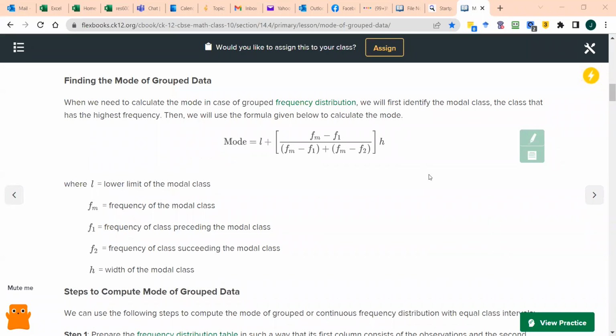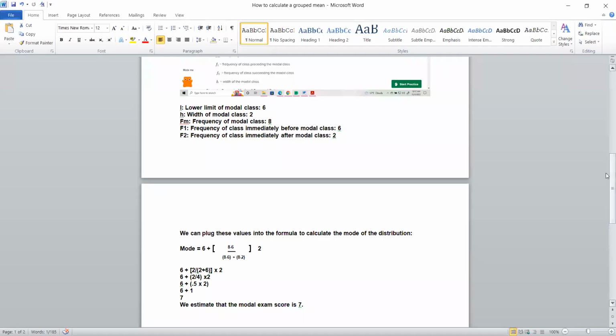Okay, so as I said, the width of the modal class is 2. 8 minus 6 is 2. Okay, so now I'm going to stop. I'm going to go back to sharing. Okay, you should be seeing my document again in front of you.